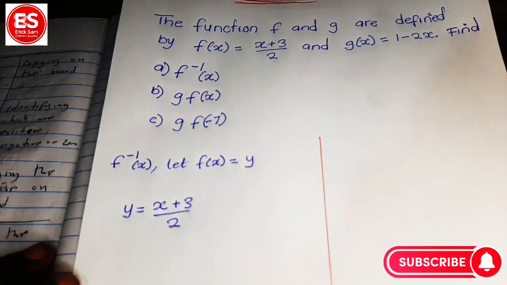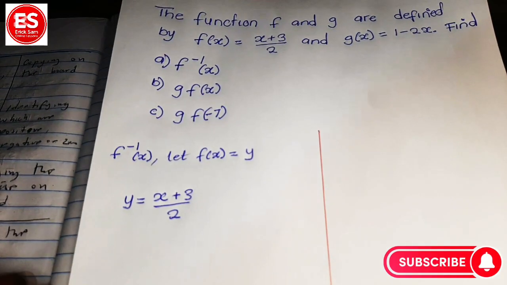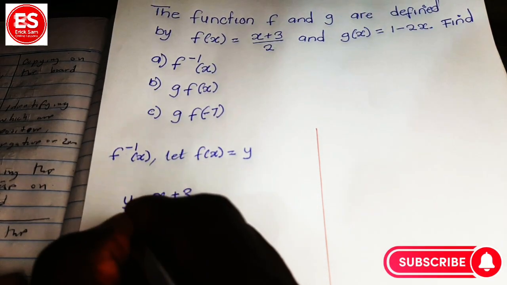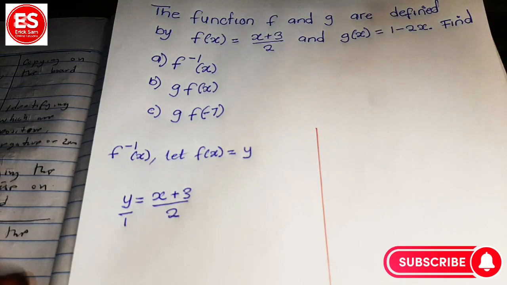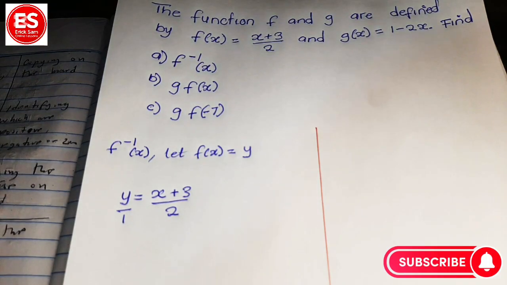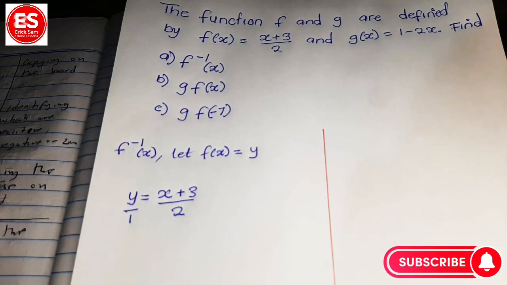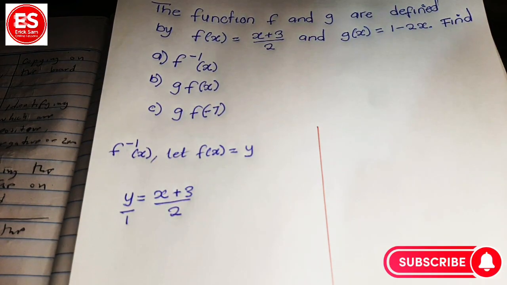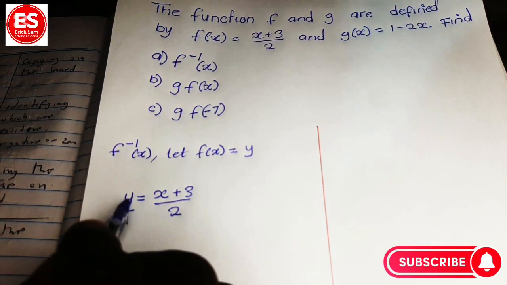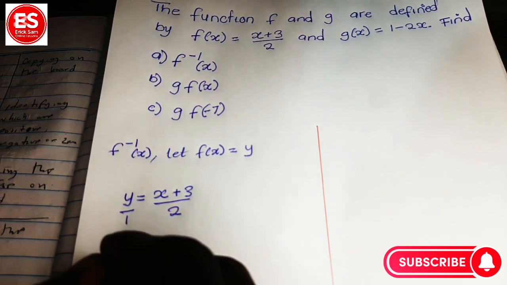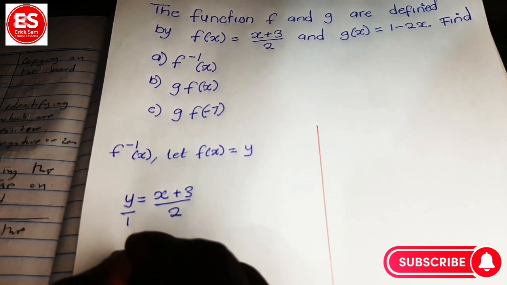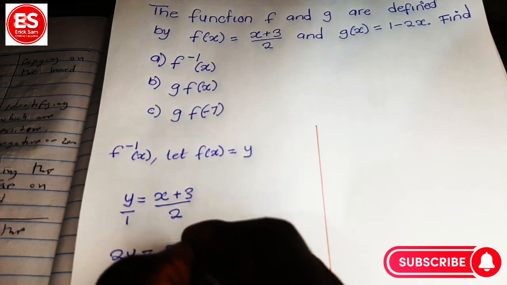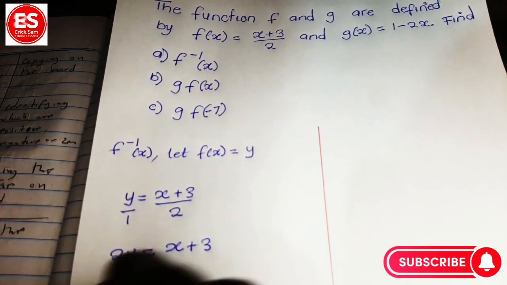Now this is where we are. So what should we do going forward? We are going to balance the fractions, so we cross multiply. If you cross multiply, what will happen? You're going to say 2 times y is 2y, then 1 times that is x + 3.